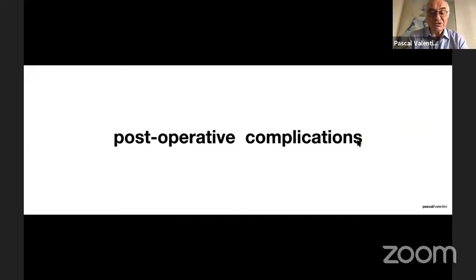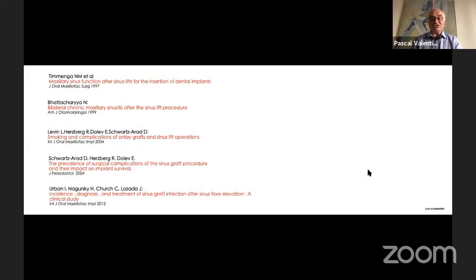Those are the most frequent complications we can encounter with this technique. Of course, we have some more complications, but we have no time to describe all of them, but those are the most common. Let's go now to the postoperative complications.